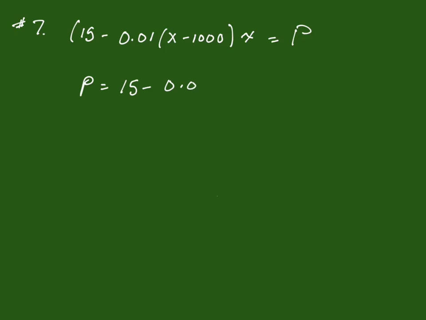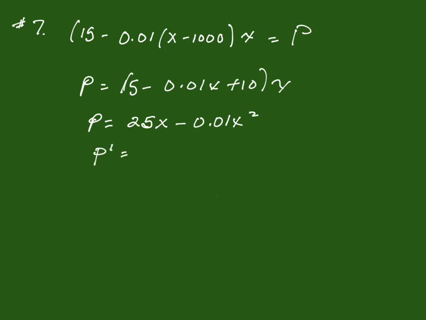So this is like the very first one, where we start with $15 and we take off a cent for everyone over 1,000 people. And then we multiply that by how many people. So there's your equation. That's the profit. So P equals (15 minus 0.01x) plus 10, times x. So P equals 25x minus 0.01x squared.